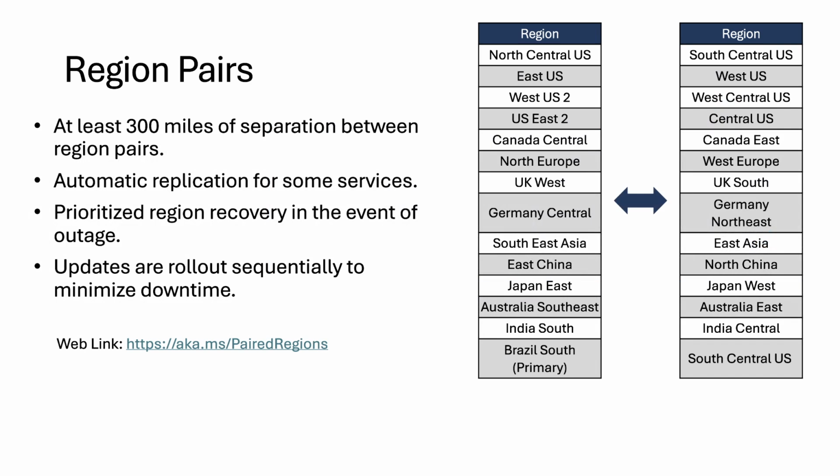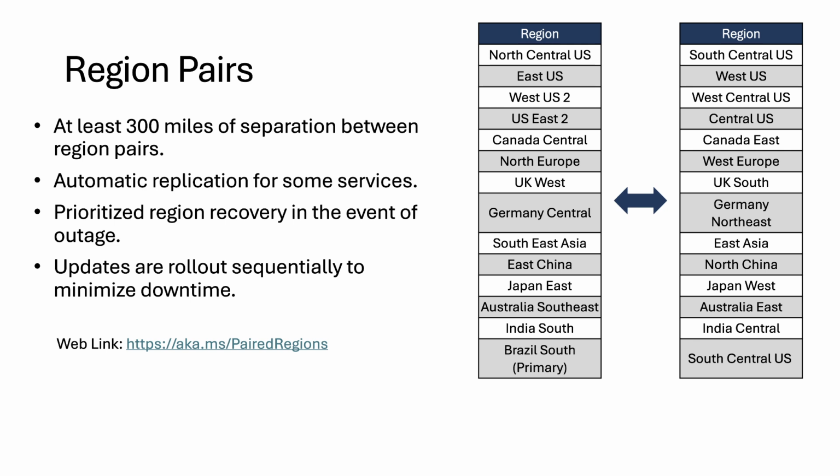And then we have region pairs. For example, you can see on the right side, North Central US is paired with South Central US. East US is paired with West US. West US 2 is paired with West Central US. And these region pairs have at least 300 miles of separation between them.